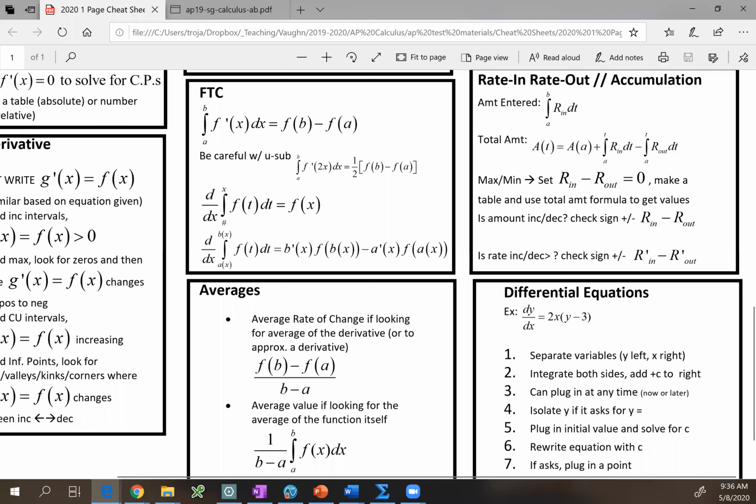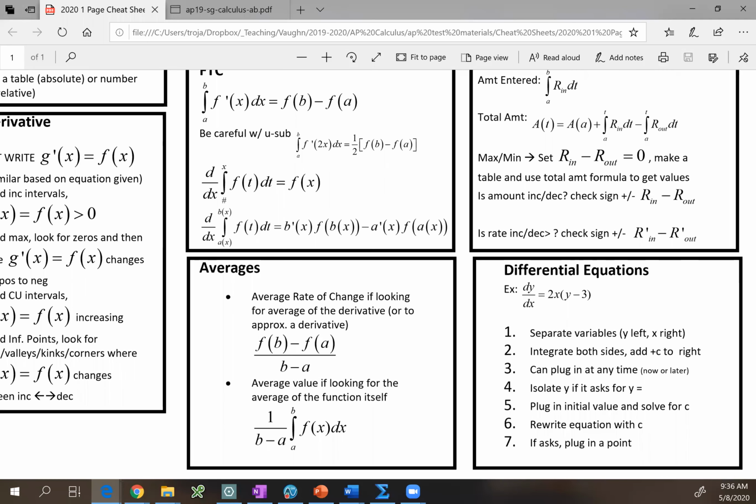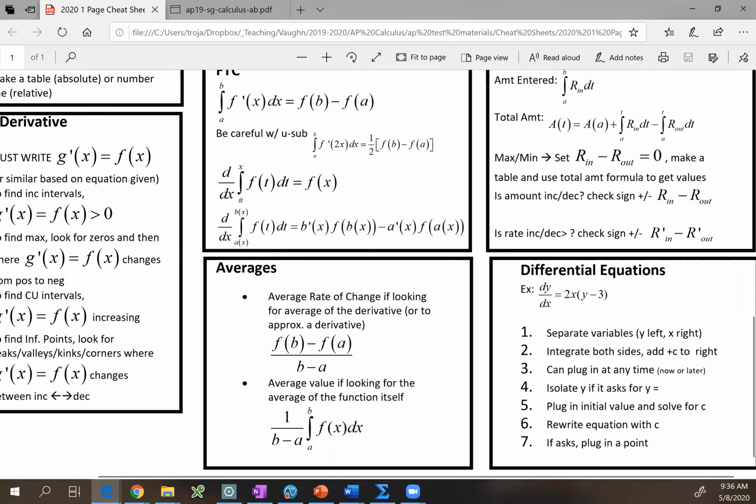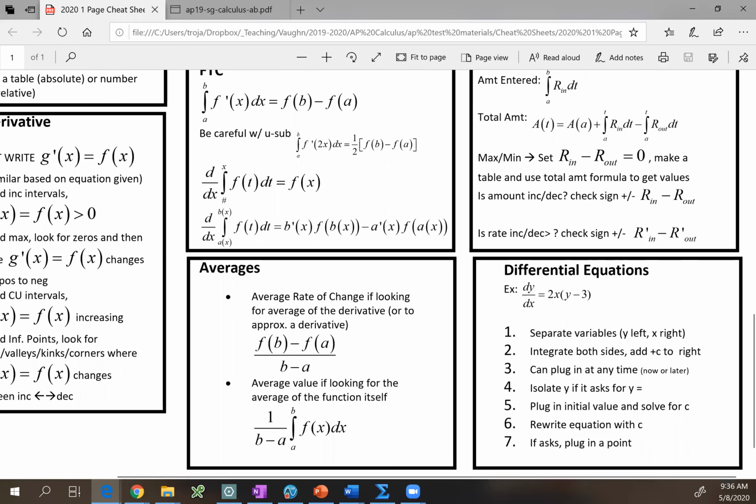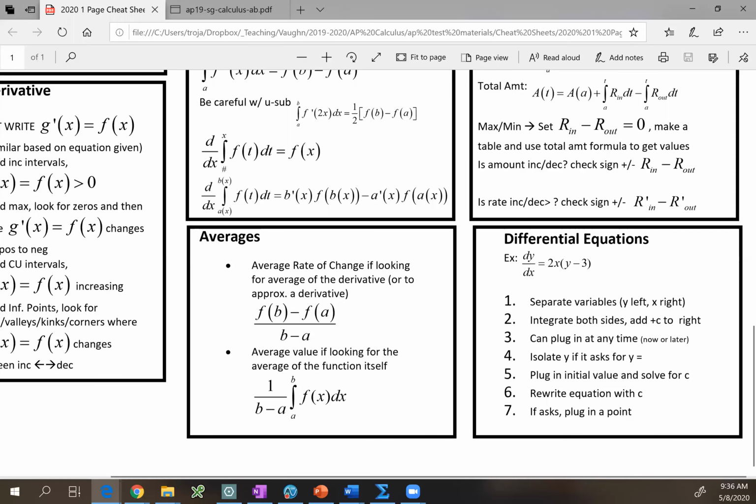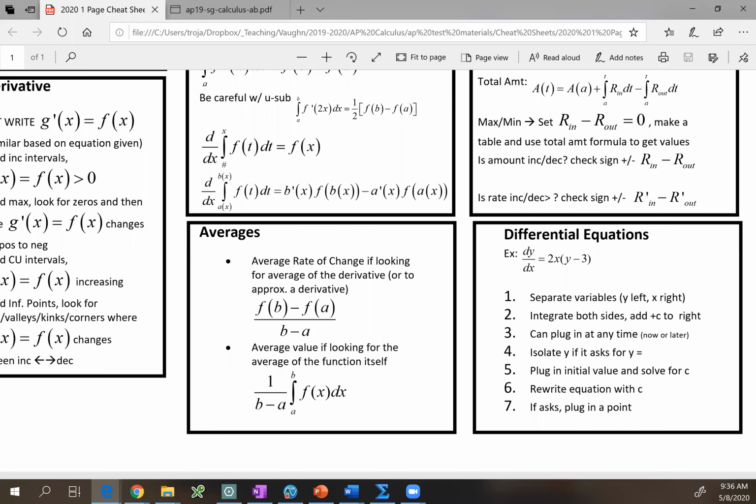Make a table. And then this is important to realize. If it says, is the amount increasing or decreasing, we do R in minus R out, the total rate, and check if it's positive or negative, because it already is the derivative. But if it asks, is the rate increasing or decreasing, then we actually need to do R prime, the derivative of those rates, because it's saying, is the rate increasing? And then our steps for differential equations.